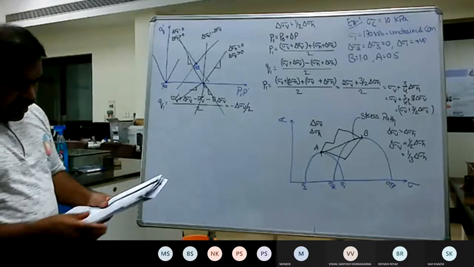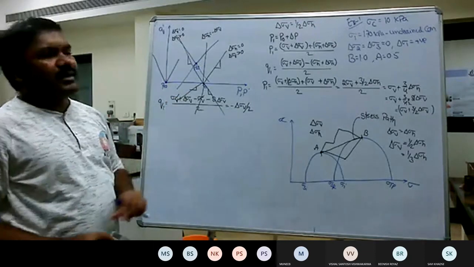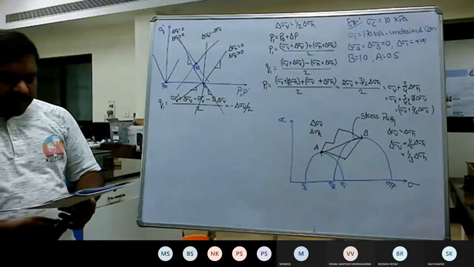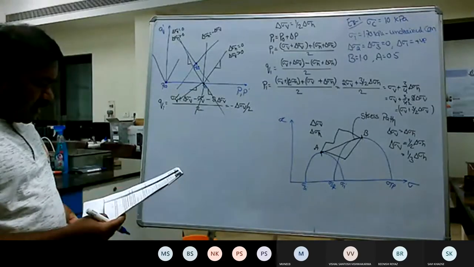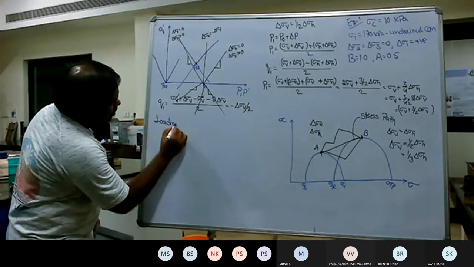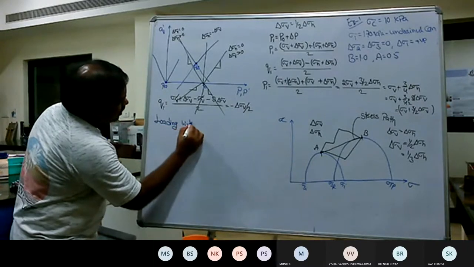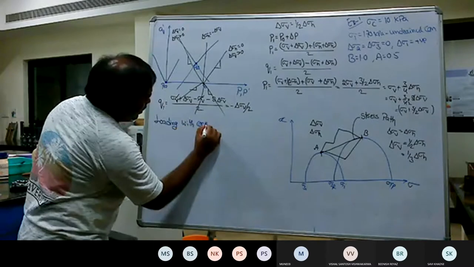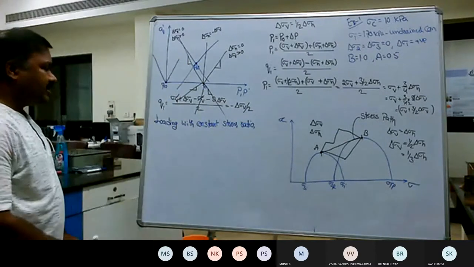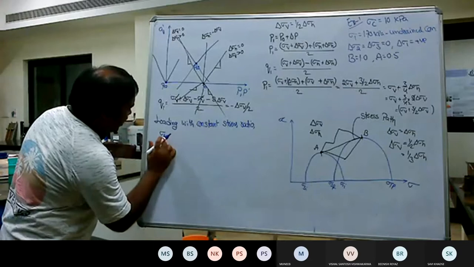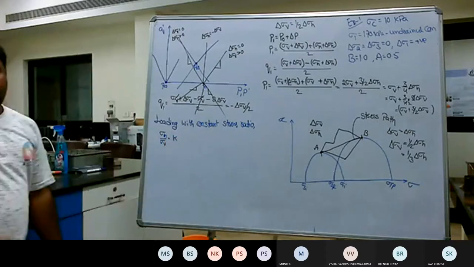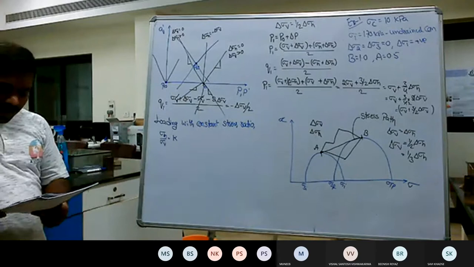Now, see, you are increasing delta sigma H, that is the lateral stress, or delta sigma V, that is the axial stress. But sometimes you may come across loading with a constant stress ratio. That is represented as the ratio of sigma H by sigma V. This is typically defined as K, the earth pressure coefficient.